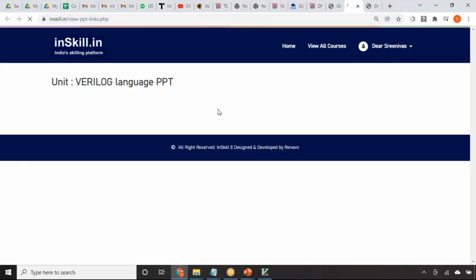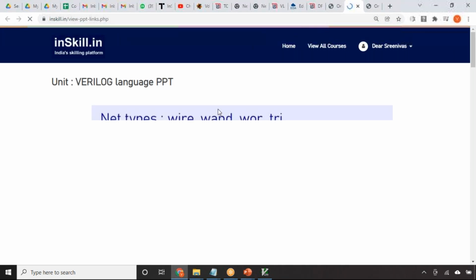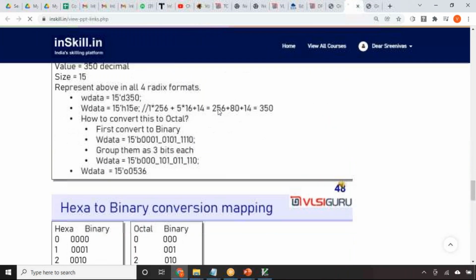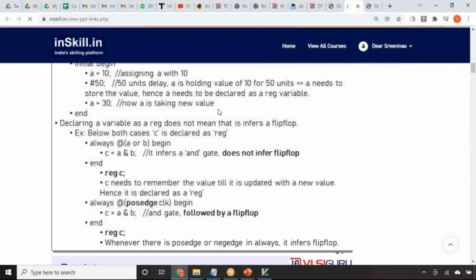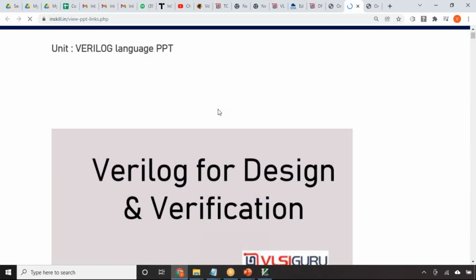Let it come up. So this access is for the full 6 months, right? Not only 6 months, even after the course completion you have the access. For at least 2 years, you have the complete course material access.